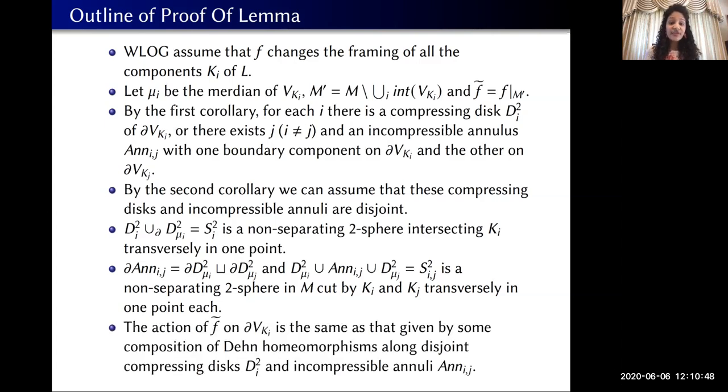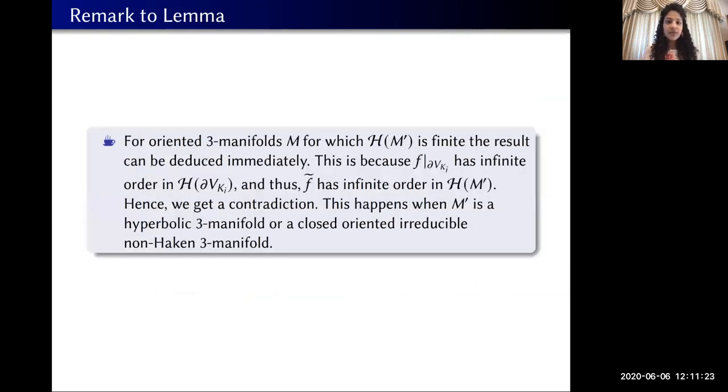And then the action of F tilde on the boundary tori is the same as that given by some composition of Dehn homeomorphisms along disjoint compressing disks and incompressible annuli. This is from the second corollary. So what we have done is that we have shown the existence of these non-separating two spheres, which are intersected either once by a component of the link or twice by the link, but then each point belongs to a different component.